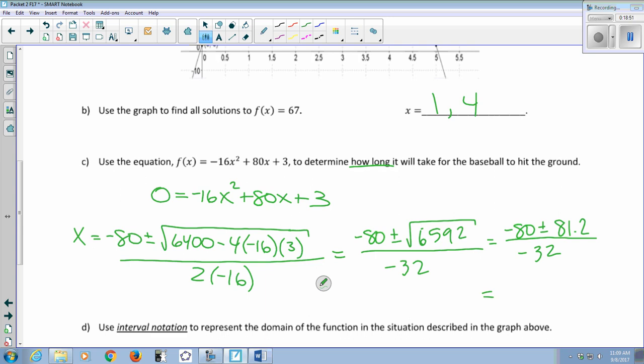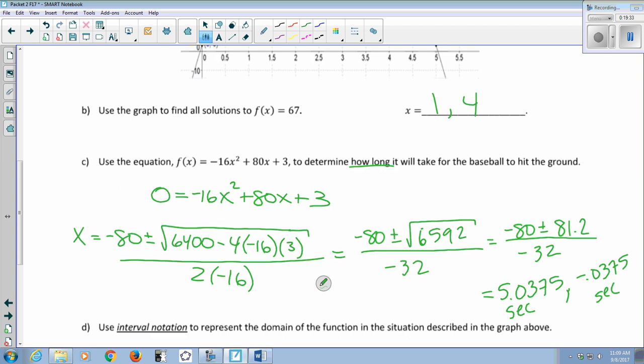All right, so put this in the calculator. I have negative 80 minus 81.2 divided by negative 32, and that's about 5.0375 seconds. And then I have another solution that's going to be the plus. Negative 80 plus 81.2, and then divide that by negative 32, and that's negative 0.0375 seconds.